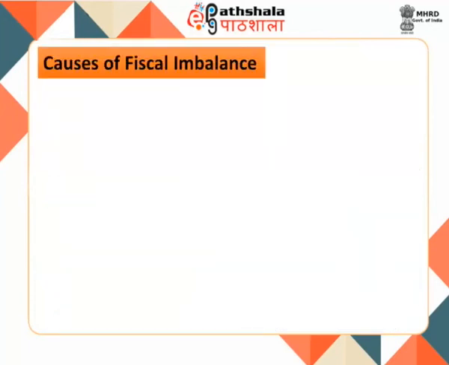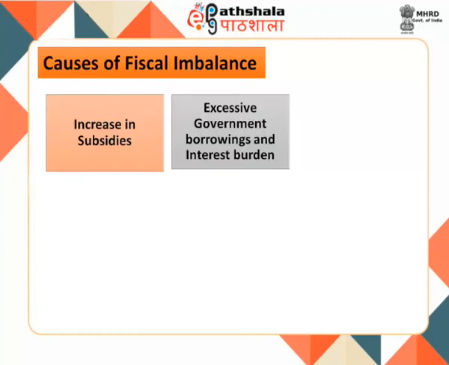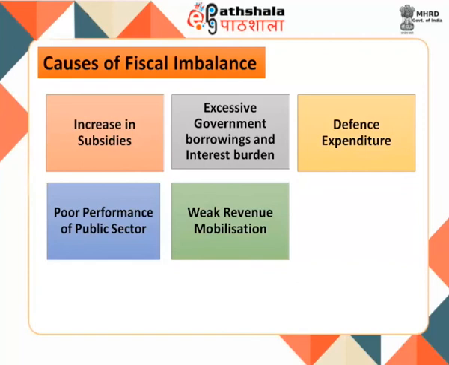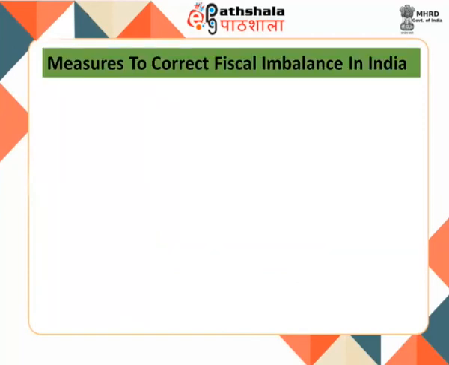Causes of fiscal imbalance. The main factors responsible for fiscal imbalance in India are increase in subsidies, excessive government borrowings and interest burden, defense expenditure, poor performance of public sector, weak revenue mobilization, and tax evasion. Let us now discuss how fiscal imbalance can be controlled.